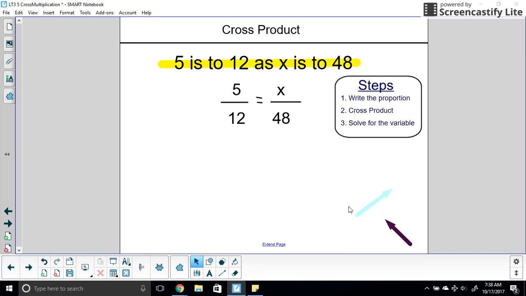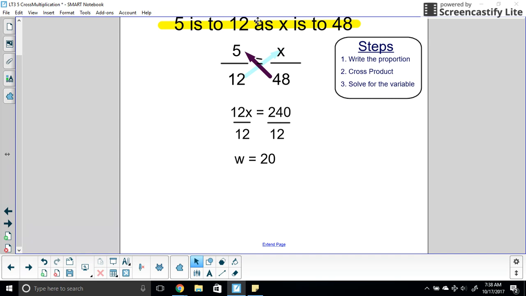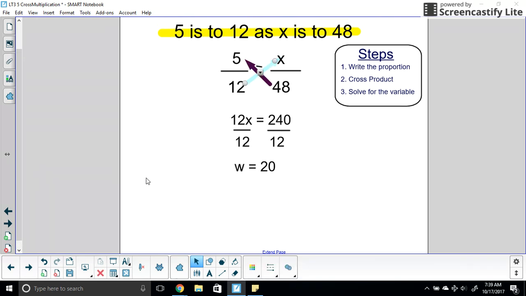So how do you solve for the variable? You're going to cross product, so 12 times X equals 48 times 5. So 12 times X is 12X. 5 times 48 is 240. So do the cross product. And the third one was solve for the variable. So you're going to divide by 12 on both sides. X equals 20. So write the proportion, do the cross products, and solve for the variable.